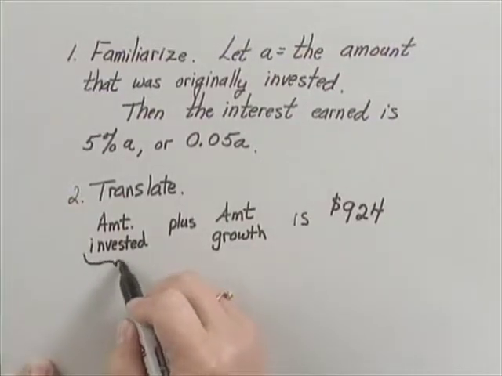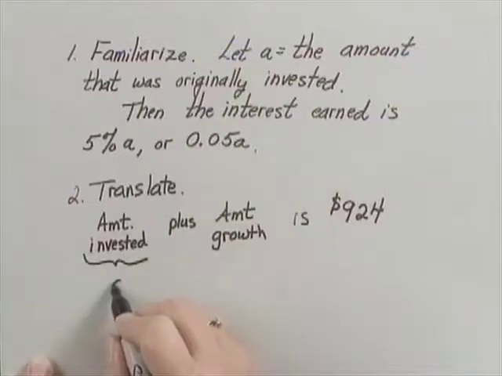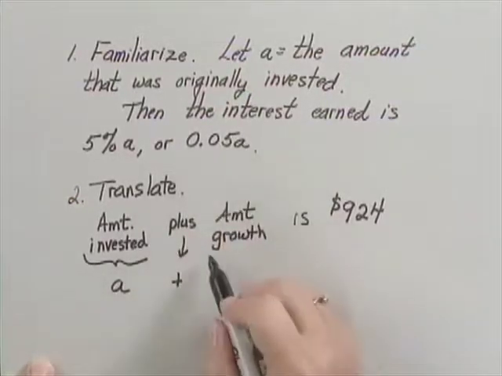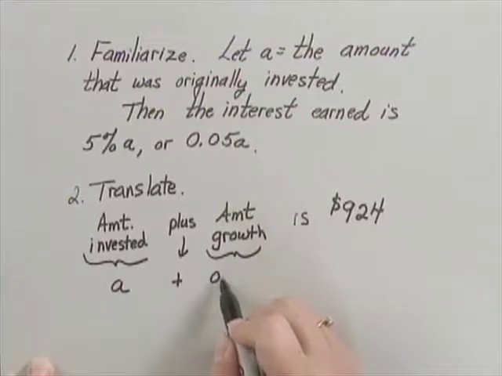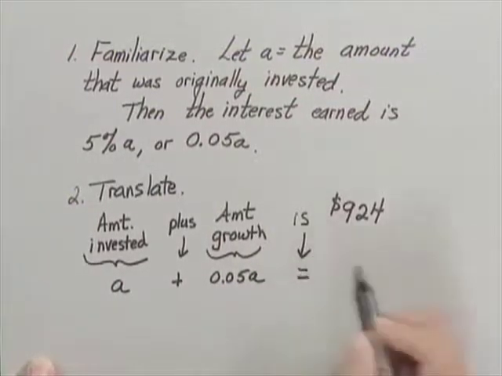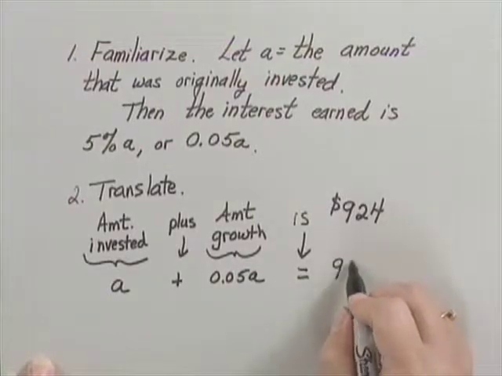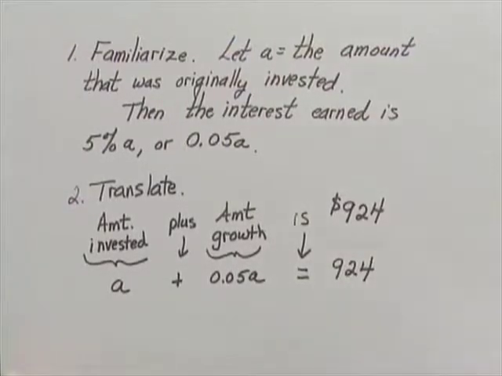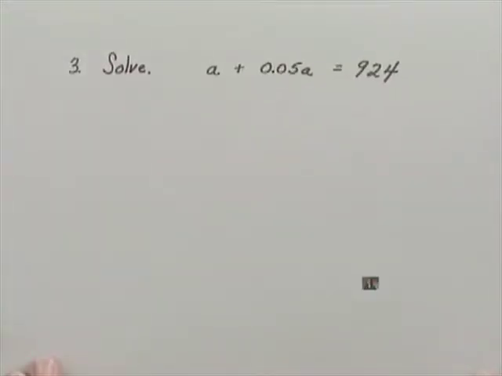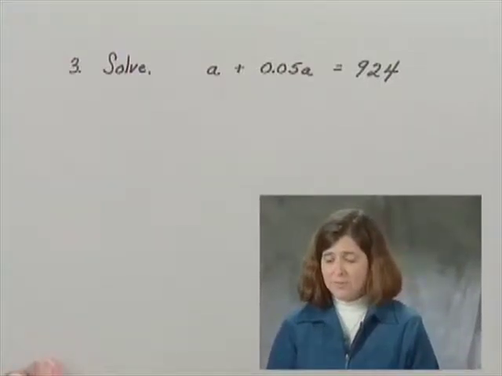Translating, we have the amount invested we said was A, plus the amount of growth would be the interest, 0.05A, translates to equal, and we can write 924. So now we can solve the equation A plus 0.05A equals 924.